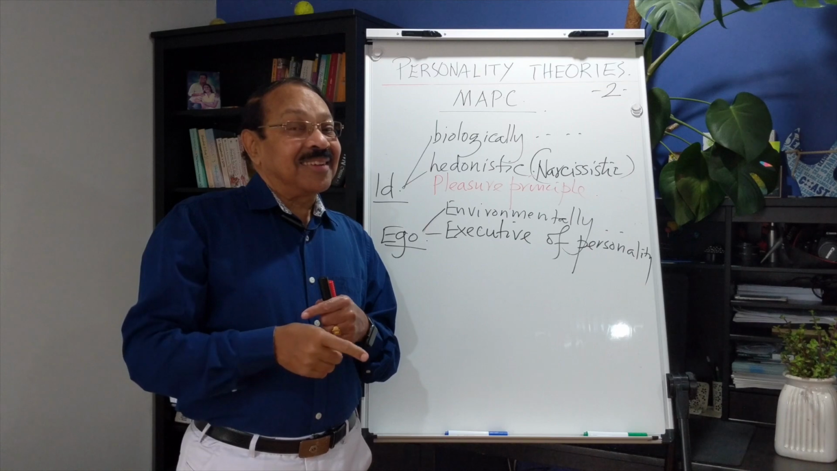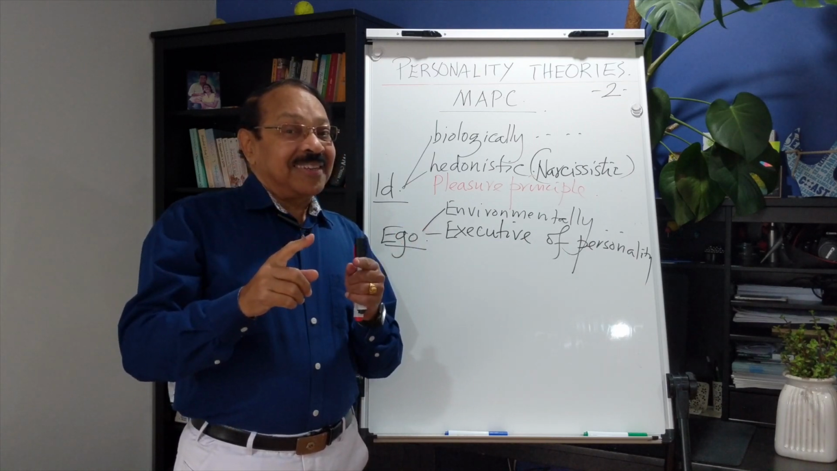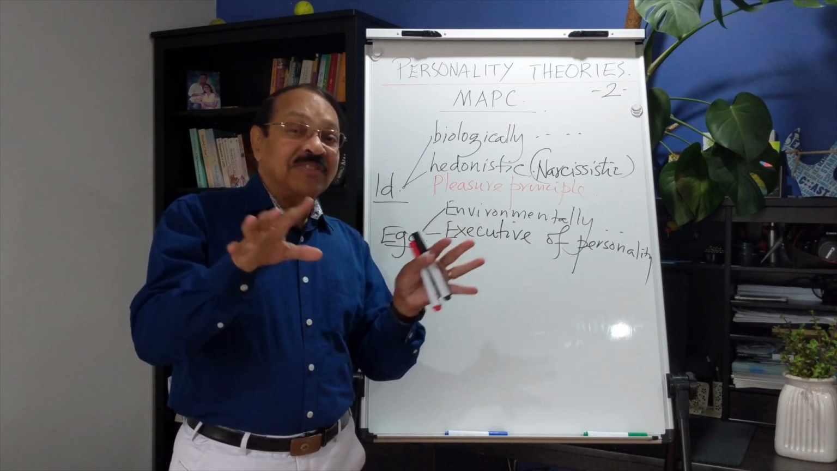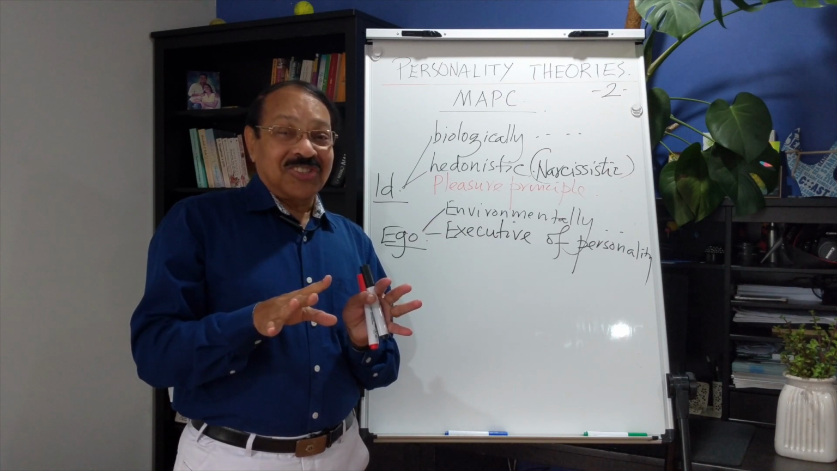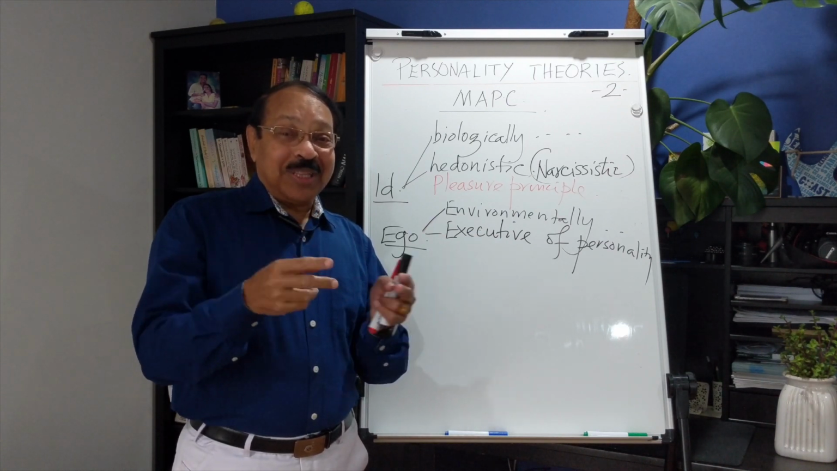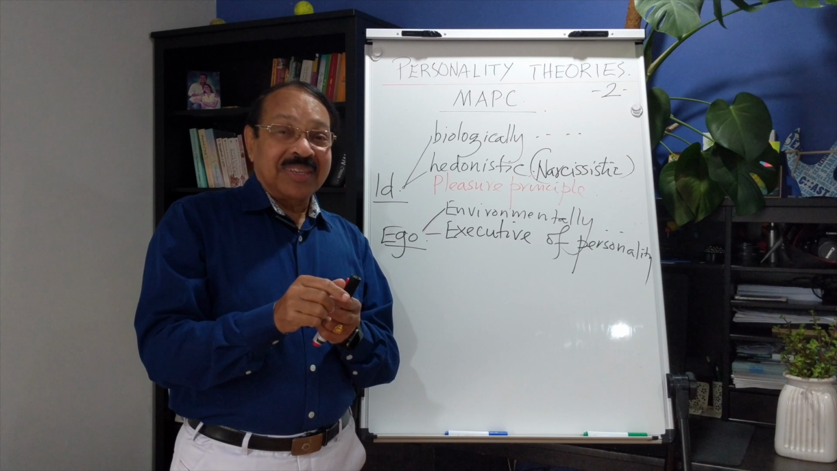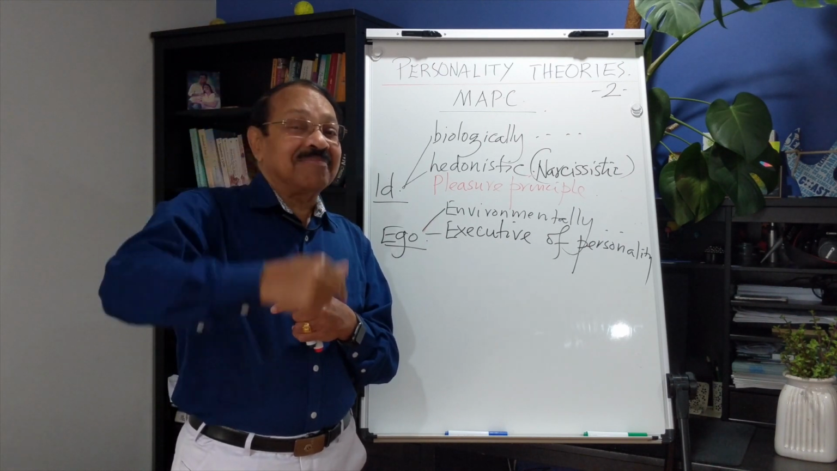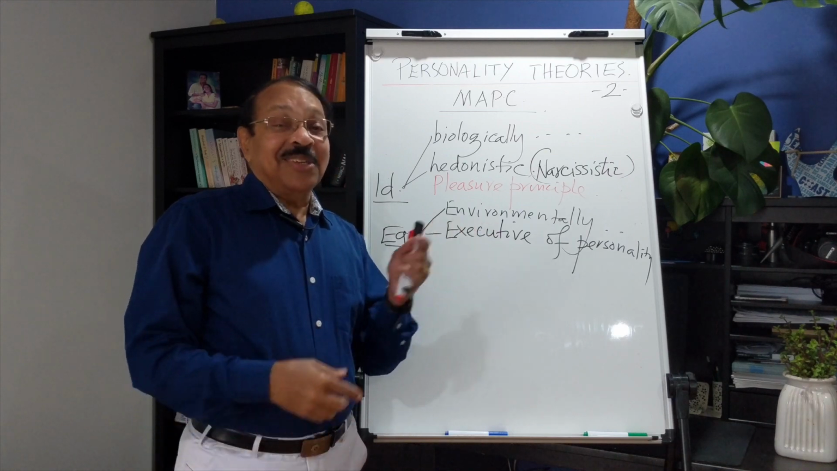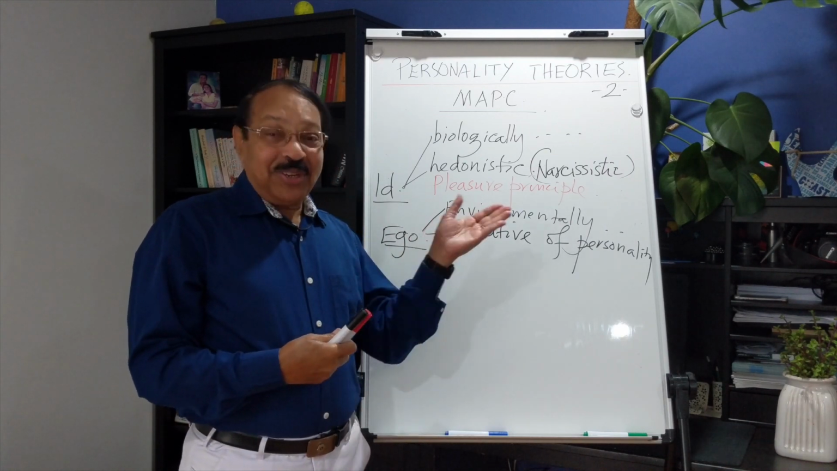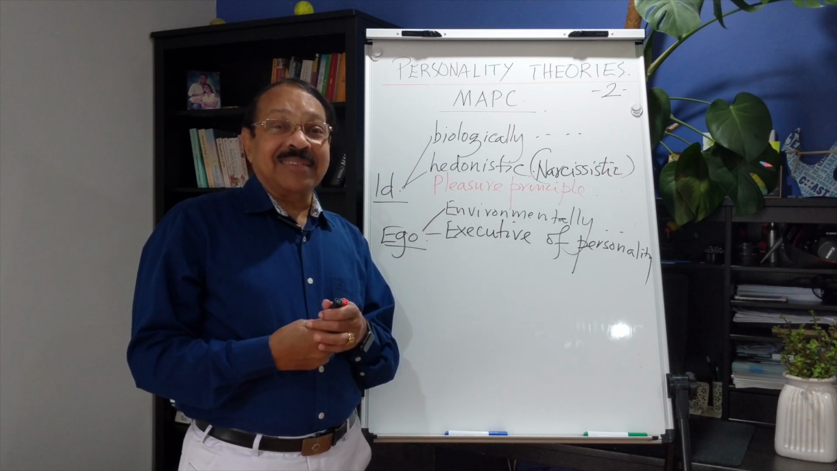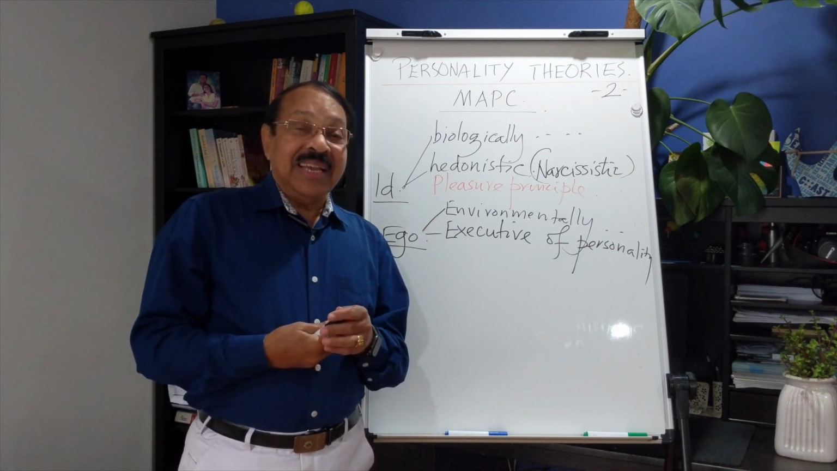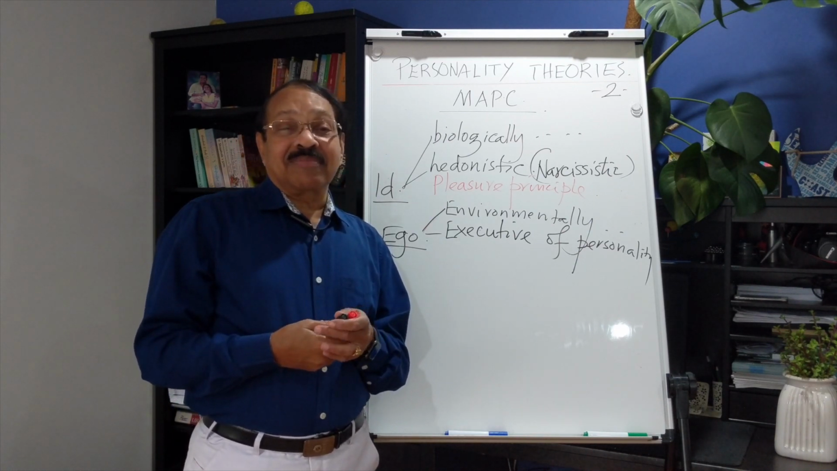Reason, circumspection. Circumspection means inspection of circumstances. Two words put together, this is a portmanteau word. Prudence, farsightedness, and discretion. So that is ego. Therefore, ego is called the executive of personality. Moreover, ego has another important function.